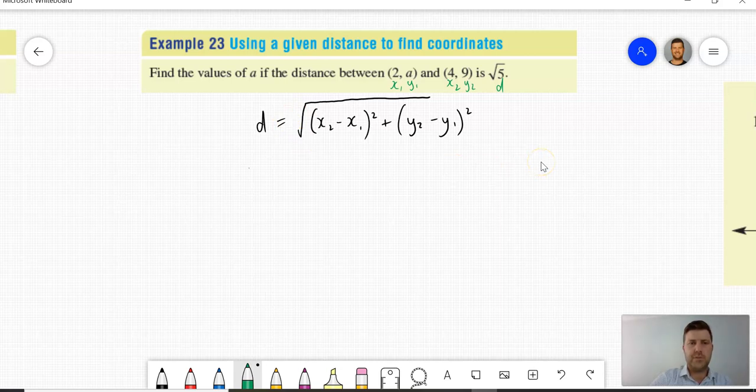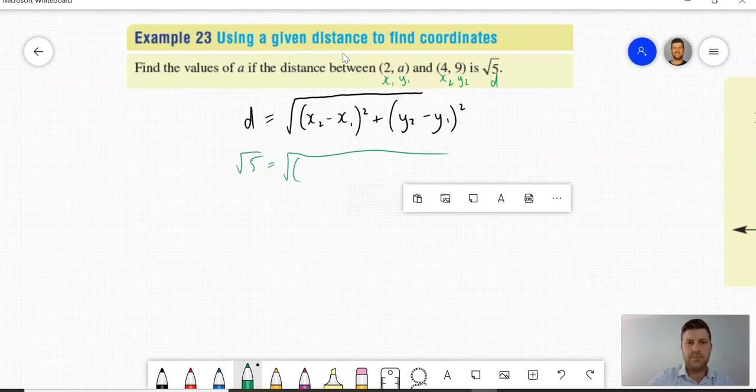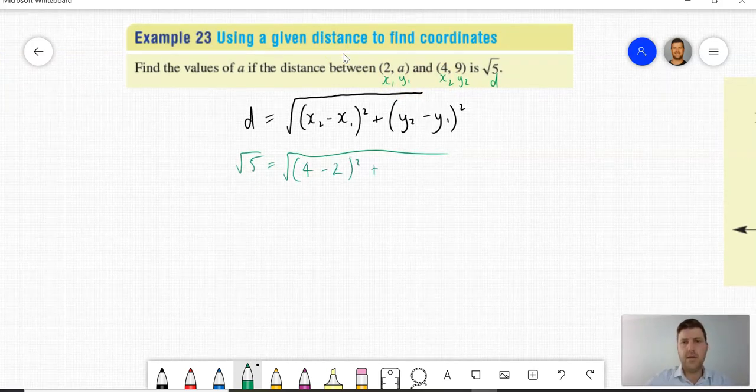So the distance, which is the square root of 5, is equal to the square root of, instead of x2, I have 4. Instead of x1, I have 2. So 4 take 2, all squared. Plus, instead of y2, I have 9. And instead of y1, I have the value a. So just pop in a, again, all squared.